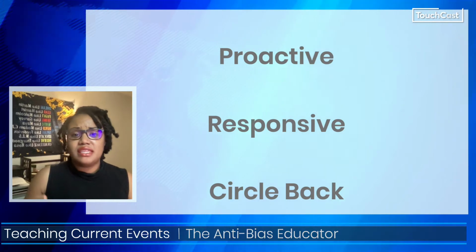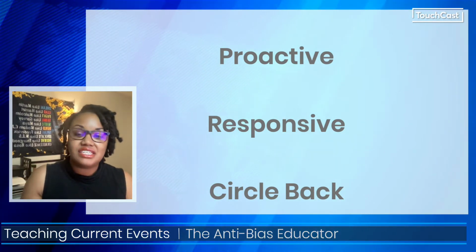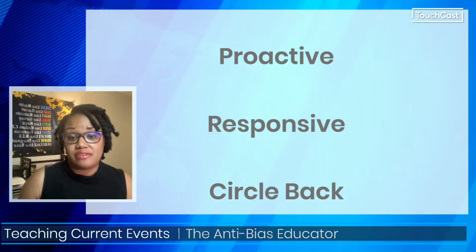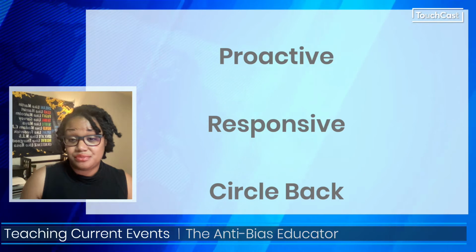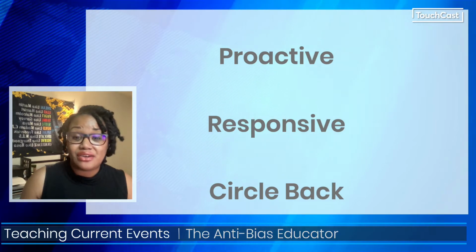Now that we understand the importance of the why we need to be teaching current events, let's shift to the how. There are 3 things you need to do when teaching current events in an anti-bias classroom. Let's be proactive, responsive, and make sure you circle back to ensure that no child is left behind. Let's take these one by one.